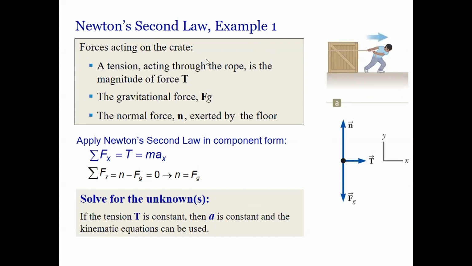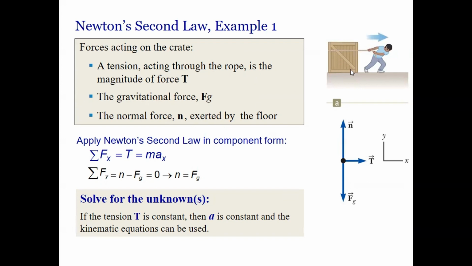If we look at the usefulness of Newton's laws, let us do this simple example of force acting on a crate. Here, a person is pulling a crate with the help of a rope, and it is a straight horizontal motion. The tension acting through the rope is of magnitude T, the gravitational force is Fg, and the normal force acting on the object due to the floor is N.